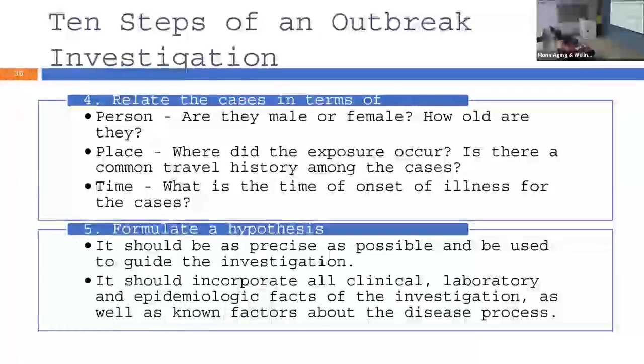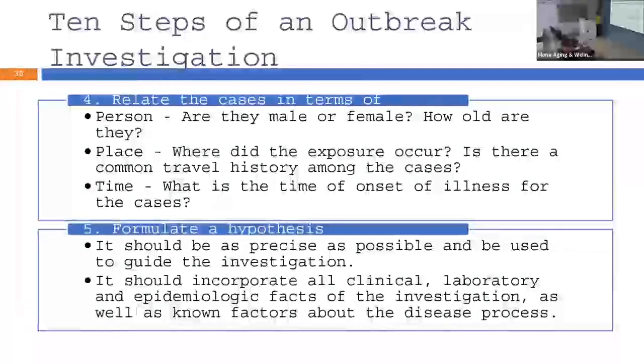Try to figure out where the exposure occurred. Is there common travel history among the cases? And in terms of time, we look at the onset of illness, very important. When did they start exhibiting symptoms? That date is very important.